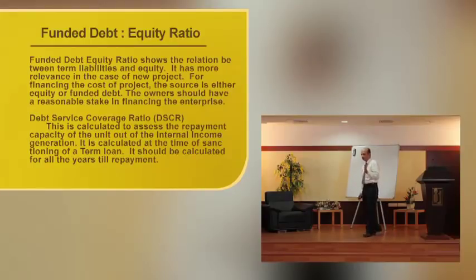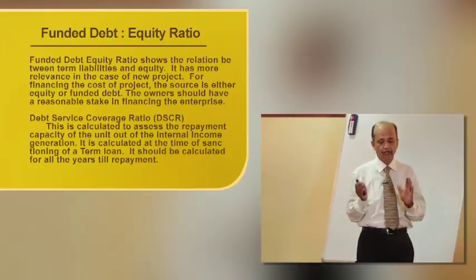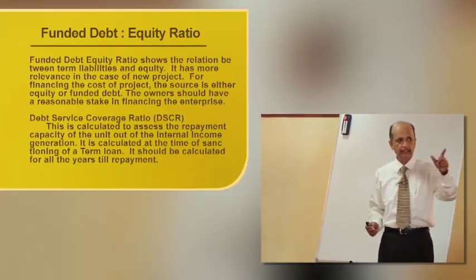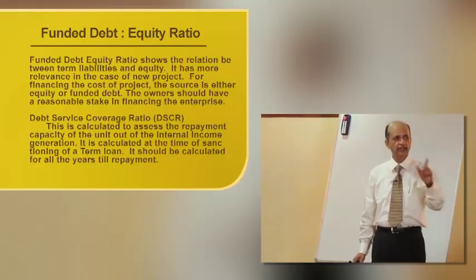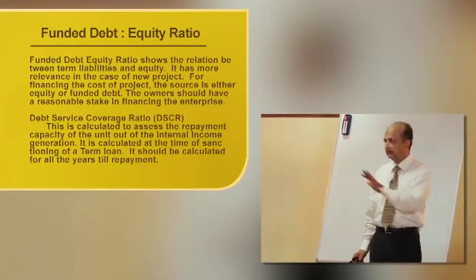See, another ratio under this capitalization or leverage section is the funded debt to equity ratio. This ratio indicates the relation between the term liabilities and the equity. It has more relevance in the case of new projects. For financing the cost of the project, the source is either the equity or the funded debt. The owner should have a reasonable stake in the business, that is, whether adequate contribution has been made or not. This is the inference we can draw from this ratio. The owner should have a reasonable stake in financing an enterprise. This is the second ratio.